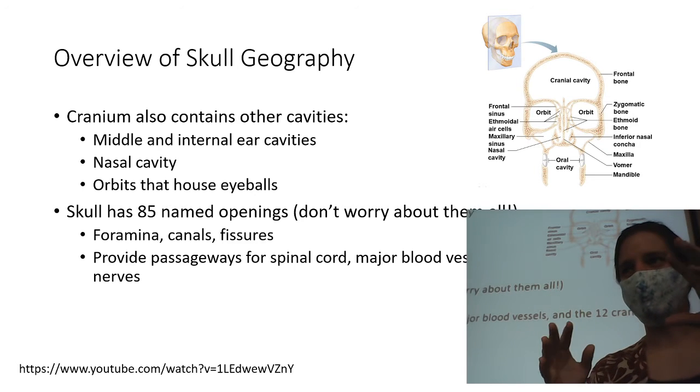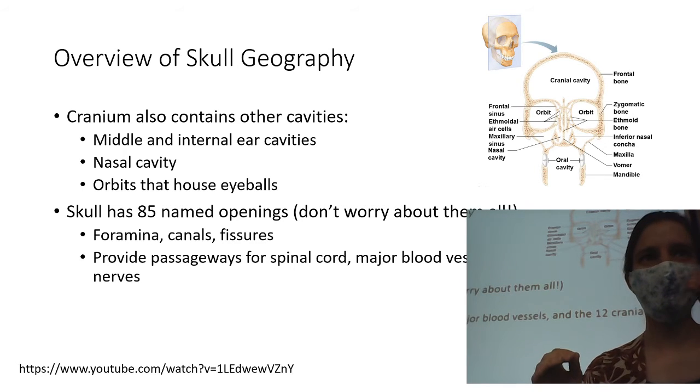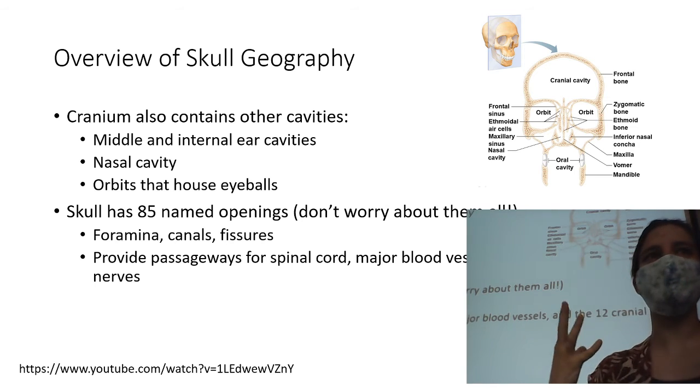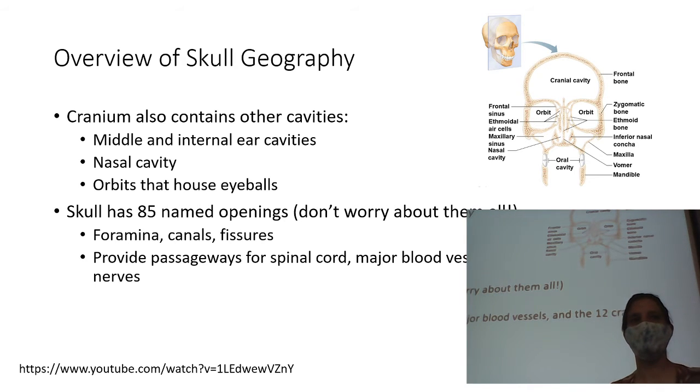Go ahead and look at your skulls. There are a lot of little tiny ones. There's no obvious big ones. There are lots of little tiny ones. We're not worried about all of them, but there are, if you're motivated, 85 different ones. We're talking places for blood vessels, places for cranial nerves, there's a place for the spinal cord, tons of holes.